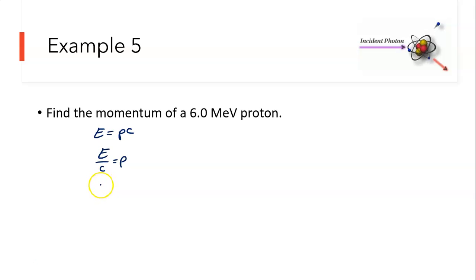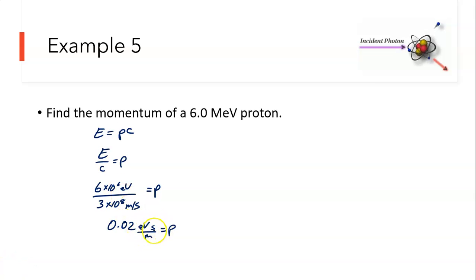Now, we could leave this in this electron volt format, and so you will use 6 times 10 to the 6 electron volts divided by 3 times 10 to the 8 meters per second for momentum, and the momentum you get here is 0.02 electron volt seconds per meter. Again, not a standard unit, but is one that we can use.